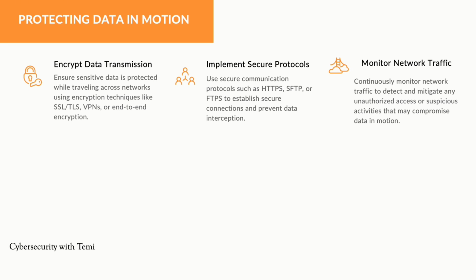Also, we want to monitor network traffic. We want to constantly monitor network traffic for any unusual activities. For example, if large amounts of data are being transferred from a network to an unknown IP address, it could be somebody stealing our data. But when we monitor our network, we see how data is going back and forth, we can quickly be alerted and we can investigate whatever it is that is going on.